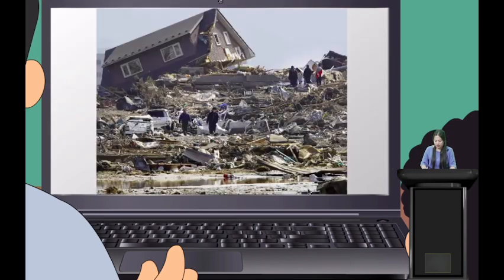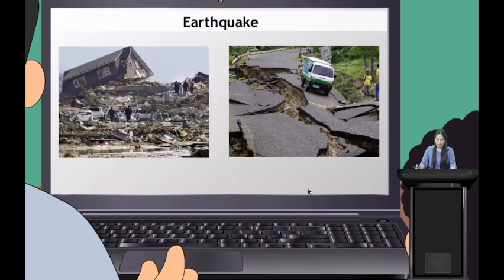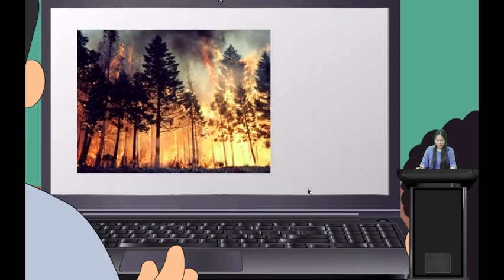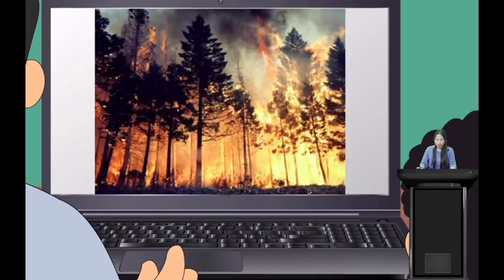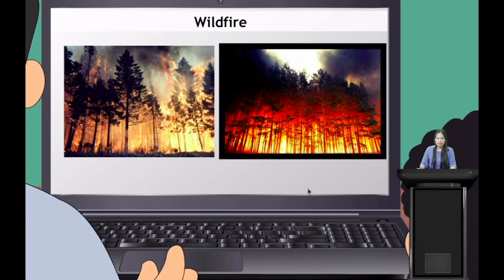Now, what are these, students? We see the disaster, right? The houses are being damaged, and here we see damaged roads. What causes this? These are due to earthquake. The next we see here is lightning. Yes, students, we see lightning strikes. And here we see a forest on fire. These are known as wildfire.